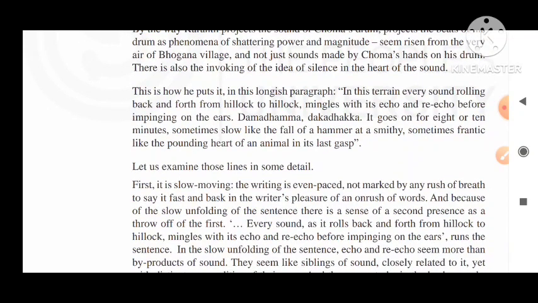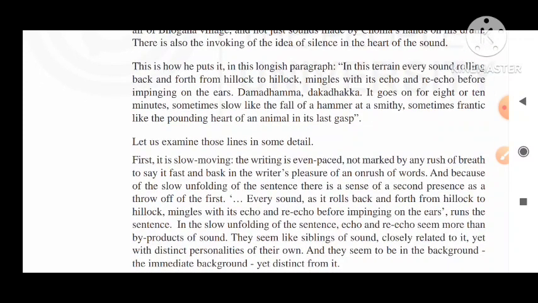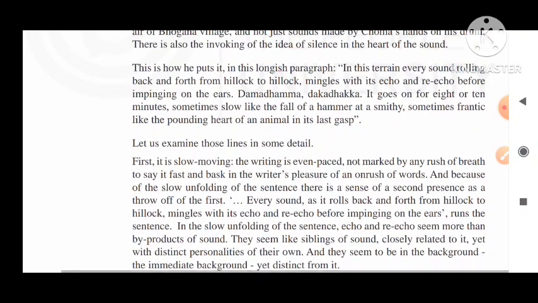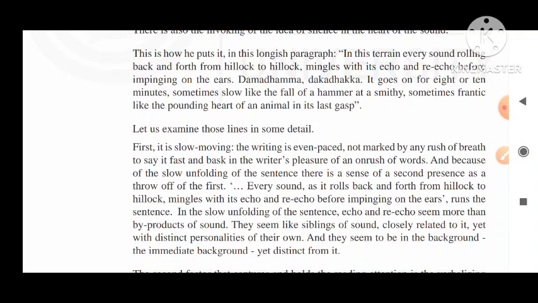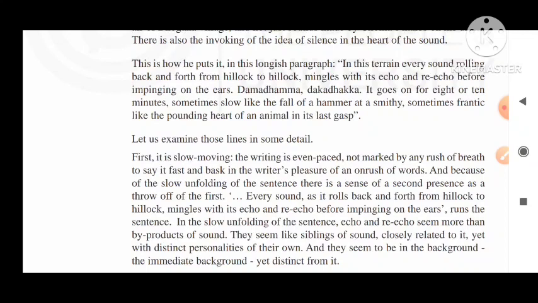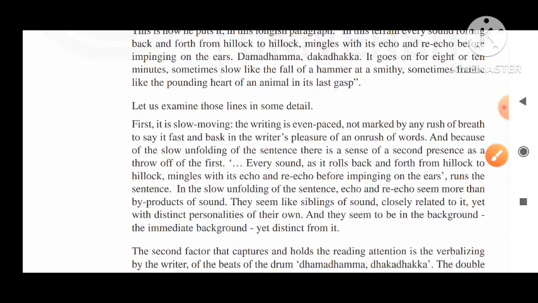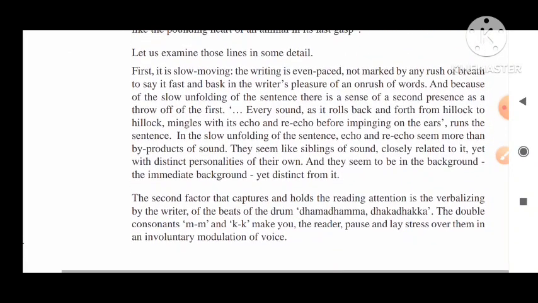There is also the invoking of the idea of silence in the heart of the sound. This is how he puts it in this longest paragraph. In this terrain, every sound rolling back and forth from hillock to hillock mingles with its echo and re-echo before impinging on the ears. Dama dama, dhaka dhaka. You can notice the sound structure, that is dama dama and dhaka dhaka. It goes on for 8 or 10 minutes, sometimes slow, like the fall of a hammer at a smithy, sometimes frantic, like the pounding heart of an animal in its last gasp. Let us examine those lines in some detail.